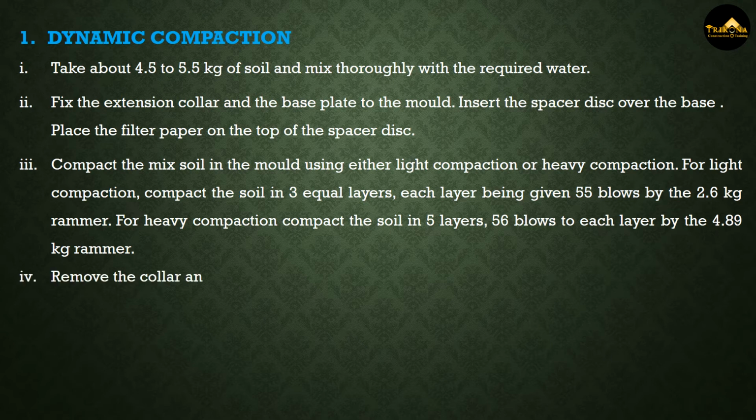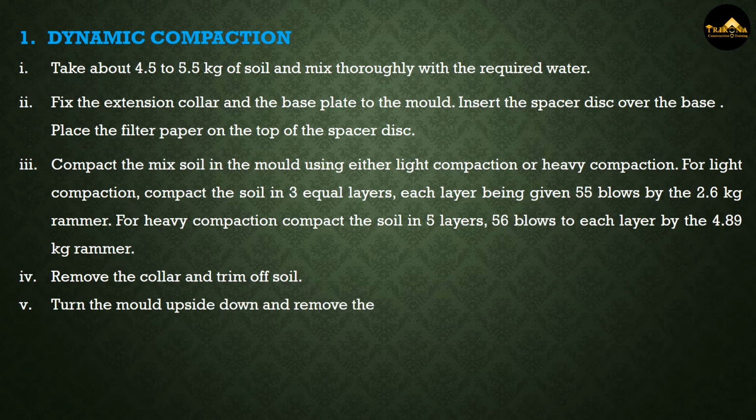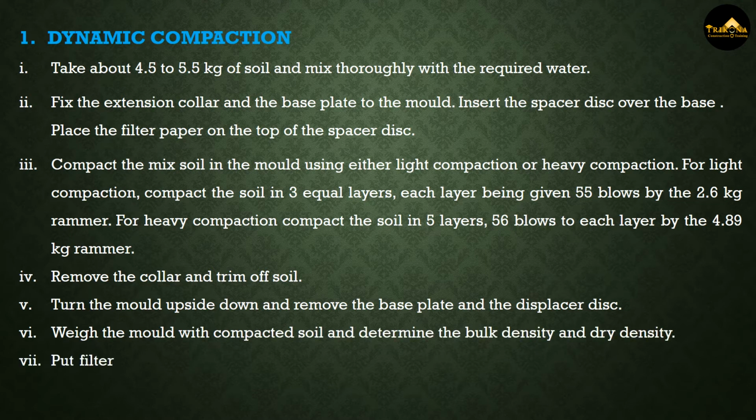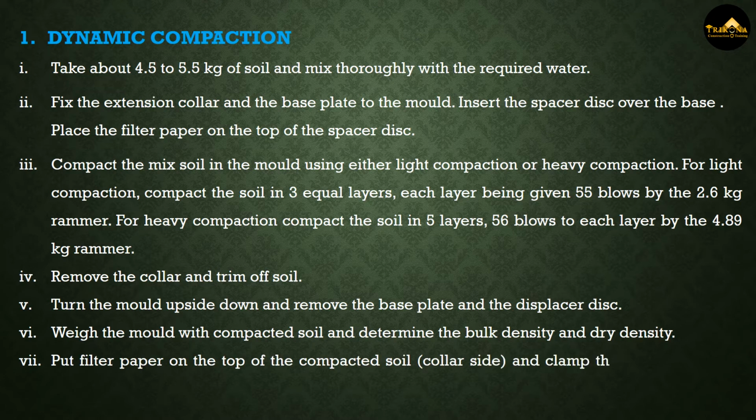Remove the collar and trim off soil. Turn the mold upside down and remove the base plate and the spacer disc. Weigh the mold with compacted soil and determine the bulk density and dry density. Put filter paper on the top of the compacted soil, collar side, and clamp the perforated base plate onto it.